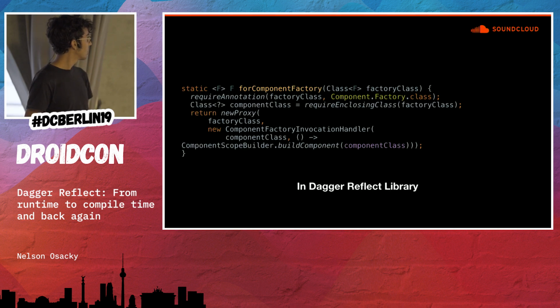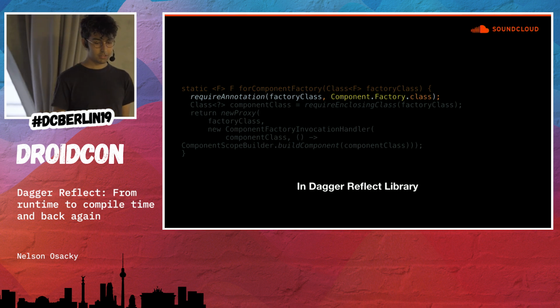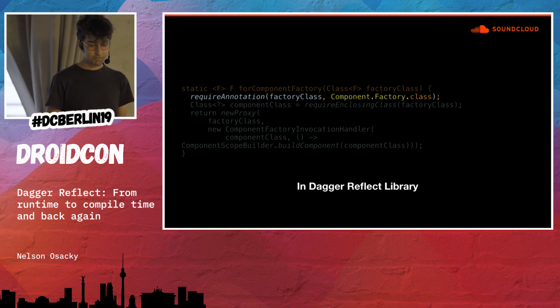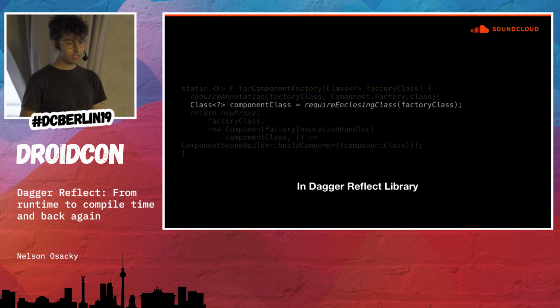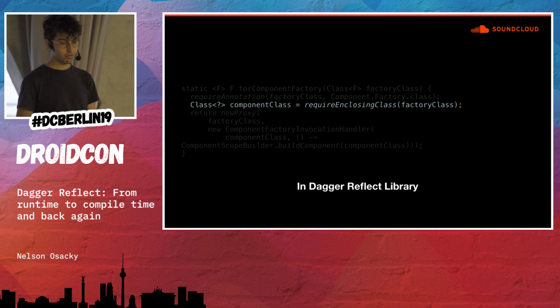So let me break it down. First, it checks the annotation on the class. It makes sure that your class has the component.factory annotation. This is basically the same exact check that Dagger would do when compiling your code, but we have to do it at runtime. Then it checks that the factory is inside of a component class. This is also a check that Dagger would do at compile time. We have to do it at runtime. It wouldn't make sense for you to have a factory class that's not enclosed inside of a component because, well, then it wouldn't know what to build.